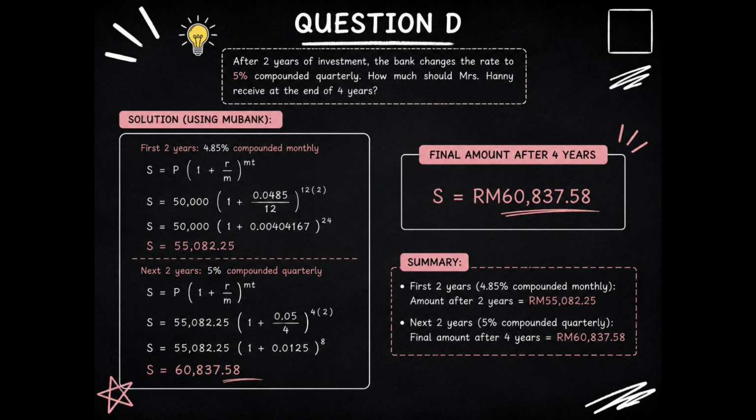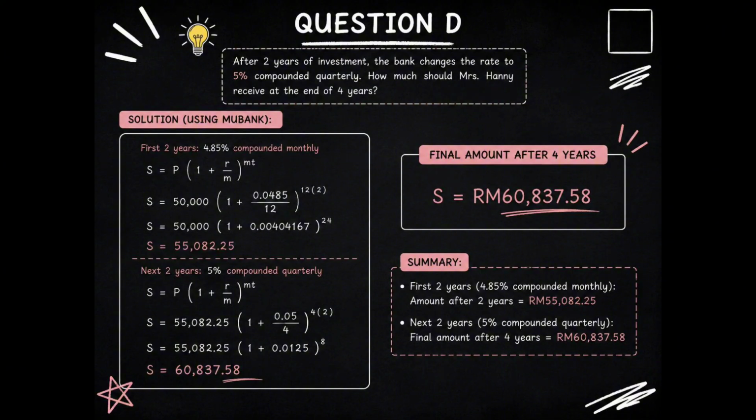Part D, new interest rate after 2 years. Since MU Bank was selected, we use its value after the first 2 years as the new principal amount. After 2 years, at 4.85% compounded monthly, the investment grew to 55,018 ringgit and 25 cent. The bank then changed the interest rate to 5% compounded quarterly for the next 2 years. After applying the new rate, the final amount becomes 60,837 ringgit and 58 cent.